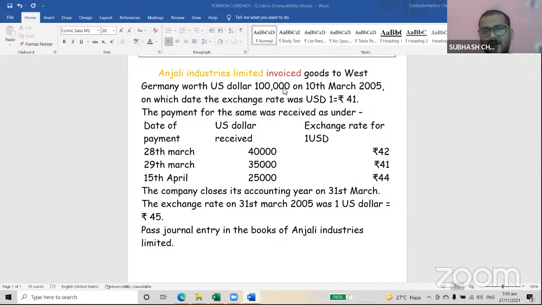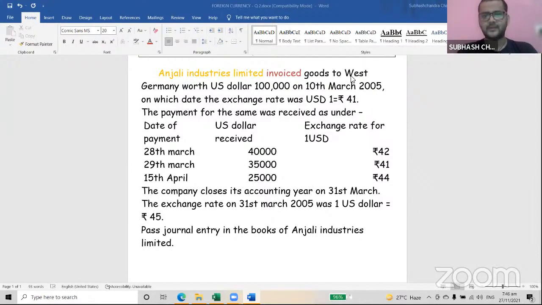See, even you can understand from here also. To means we say na. We usually say that paid to Ramesh. Paid to Ramesh means Ramesh is a receiver. So invoiced to West Germany. So West Germany must be receiver. So here we are selling the goods. Understood? Yes, all of you.